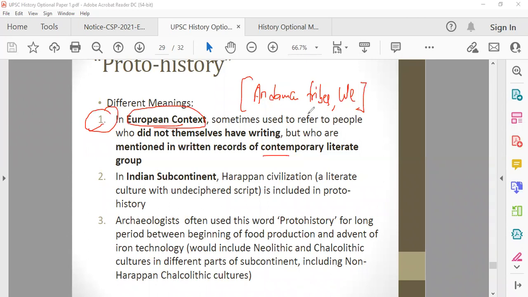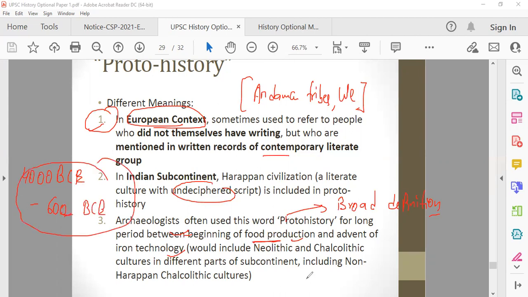In the Indian subcontinent, if we talk about it, we are also including the Harappan civilization, which had writing, but the thing is we have not been able to decipher that script. Then archaeology and what they think about proto-history is a very broad definition. From the point of view of archaeologists, they include food production, iron technology, that whole period. Let's say food production started in 4000 BC. So from 4000 BC to 600 BC, this whole period, according to them, is a part of proto-history. Again, dates will vary according to different sources, so don't worry about it.